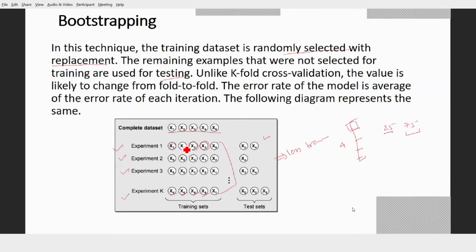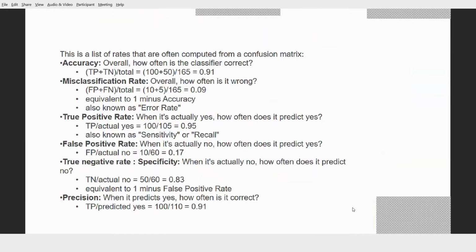So you can see here x3, x1, x3, x3, x5. So x3 is gone, x1 is gone, and x5 is gone. What is remaining is x2 and x4. So this is your test set and this is your training set. With replacement means when you are preparing your training data set for your first go, you are selecting randomly with replacement, and whatever is remaining is your test set. Am I clear? Yes, ma'am. Okay, so we have done this.